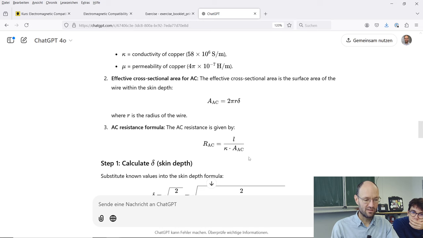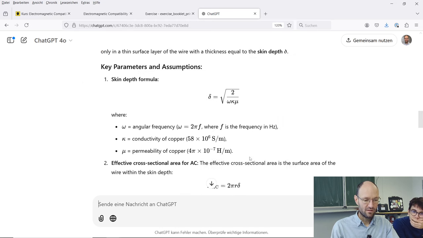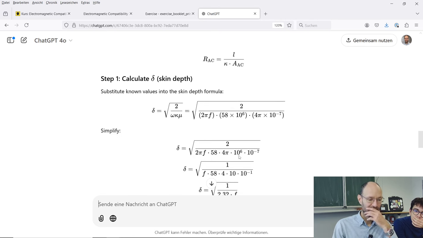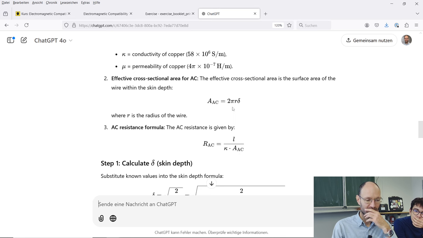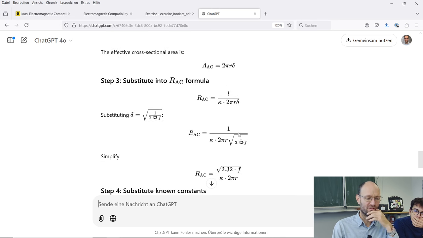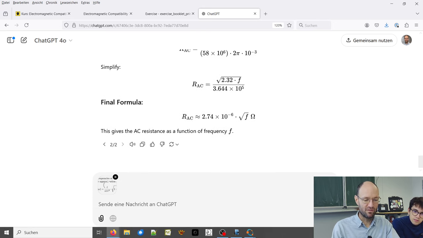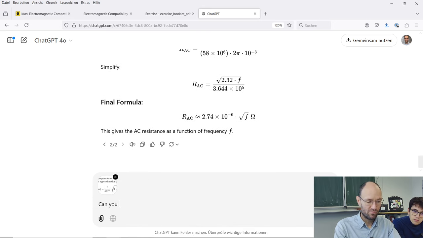Yeah, so let's check again what it did here. So it repeated the skin depth formula. Now, interestingly, before it said A effective, now it says AAC. But it does the same thing. Okay, and it's trying to insert these values, but I think it's not too bad. It's something that we also came up with, right? L divided by kappa, 2πr and delta. Looks familiar. Okay, so then last thing, can you also solve this task?